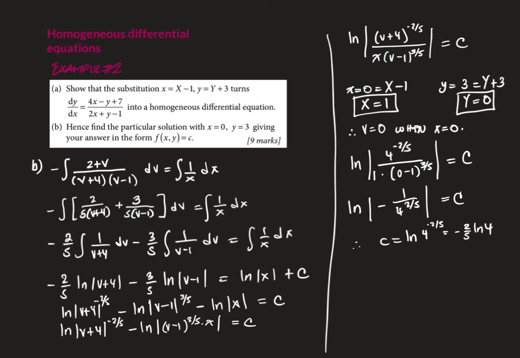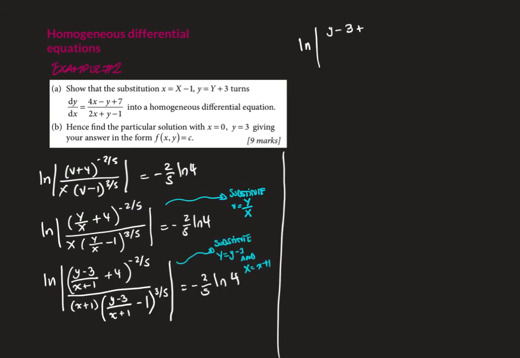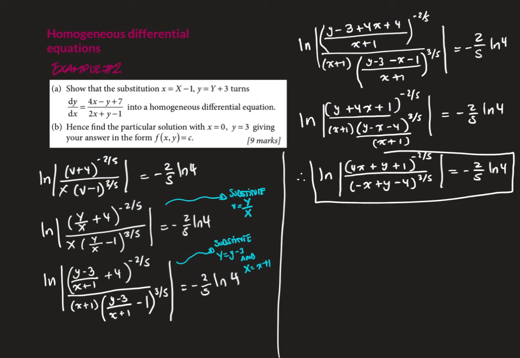Thus, we can go back and substitute into our expression for the solution. So that is ln of absolute value of v plus 4 to the power of minus 2/5 over x times v minus 1 to the power of 3/5 absolute value equals minus 2/5 ln of 4. Now, to finish the problem, we have to go back to the original variables small x and y. So I'm going to substitute back the value of v in terms of the lowercase x and the lowercase y. So now we got a simpler expression for the logarithm in terms of the original values x and y.